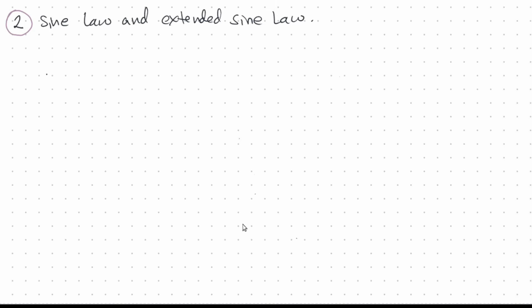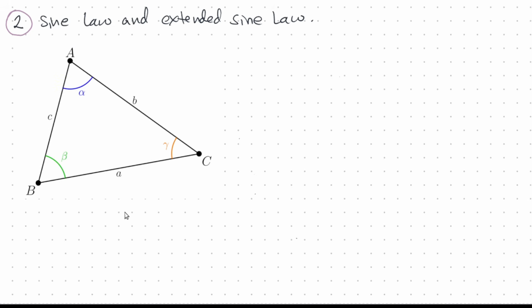Since we're going to use the sine law and extended sine law many times in this video, we had better review what these things are. Here's a triangle with a typical triangle labeling scheme. Vertices are A, B, C. The sides are little a, little b, little c, and like usual, they are opposite to the vertex. And I call the angles alpha, beta, gamma corresponding to ABC.